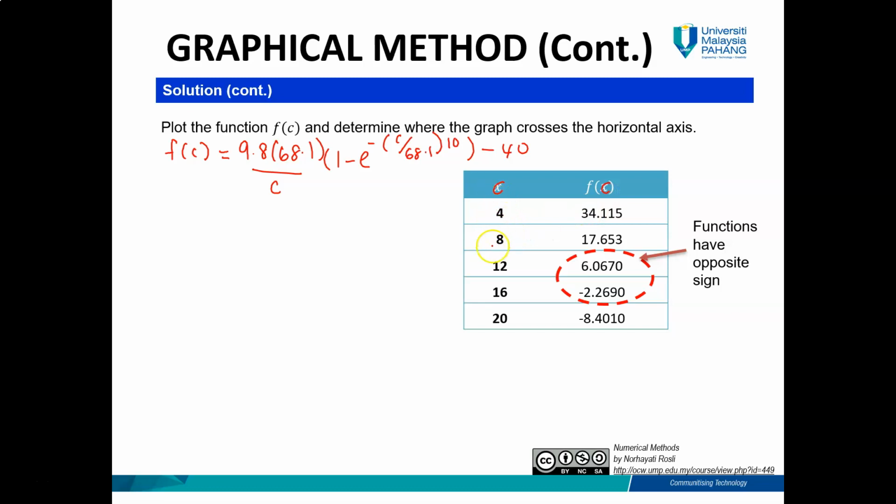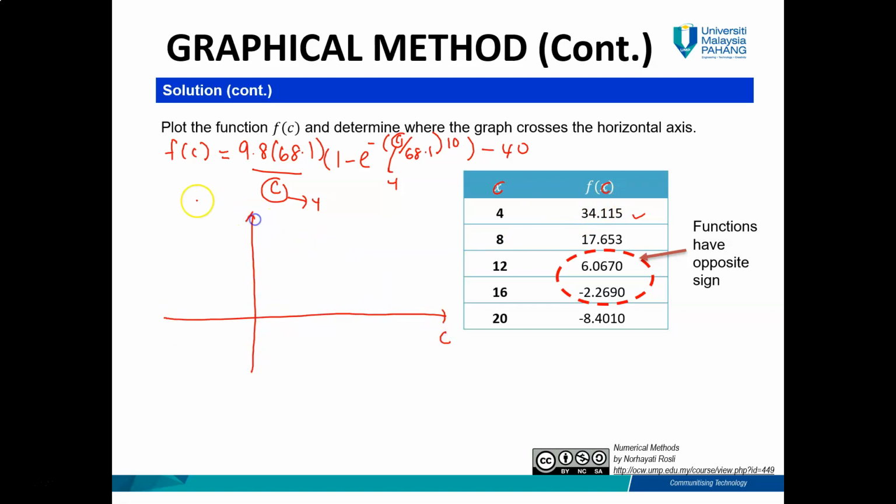So now, we can choose any value. I cannot choose value 0, because when we choose 0, you will get an undefined function, because there is division by 0. So let's say we can start with 1, 2, 3, and 4. But here, I directly start with 4. When I change this C to 4 and use my calculator to solve this, I will get 34.115. And then when I change this C to 8 and use the calculator, I will get 17.653, and so on.